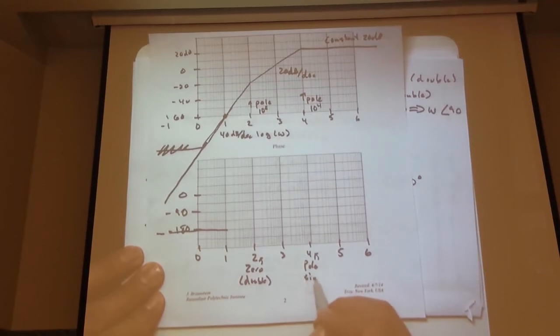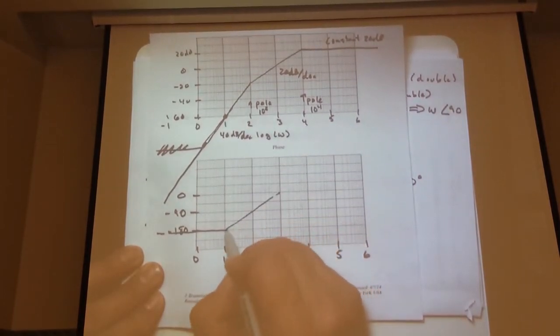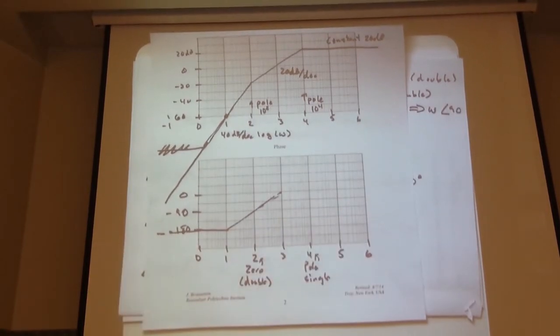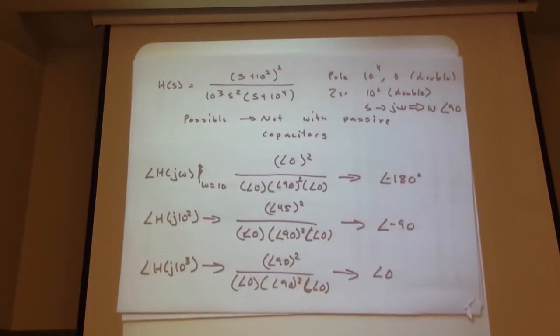And that's a single. And so we have a change of 180 degrees over 2 decades. And that fits with what we just did. Here's the straight line approximation, observational way of doing it. Here's the mathematically approximate way of doing it. You can do either one.